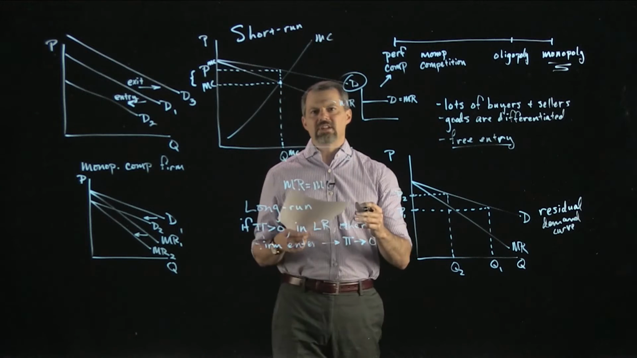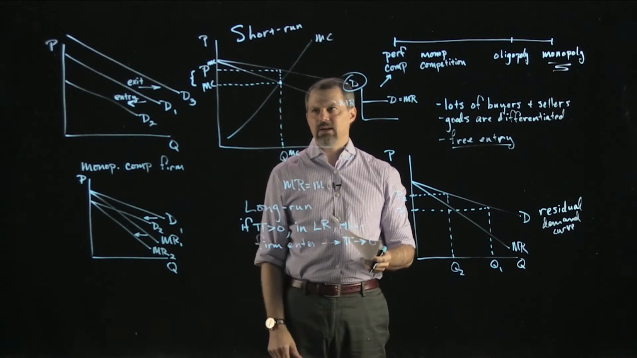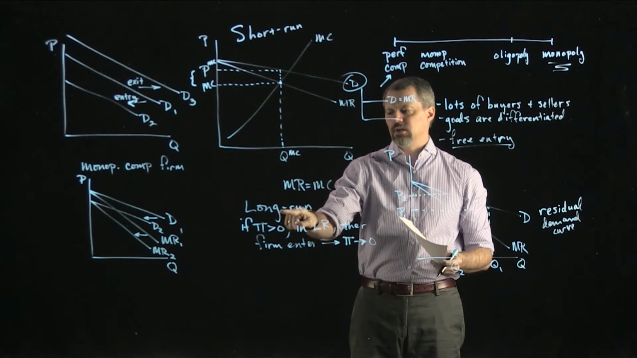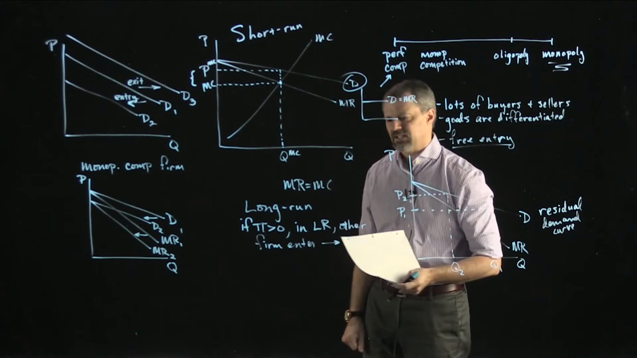So now that we understand how entry and exit affect a residual demand curve, now we're able to figure out what happens in the long run. Let's clear this off and then we'll talk about what this looks like when profit gets driven to 0.